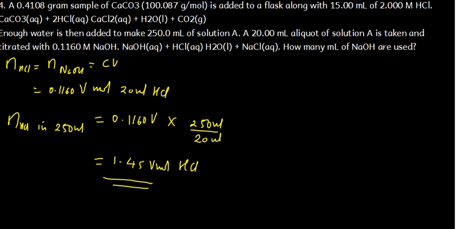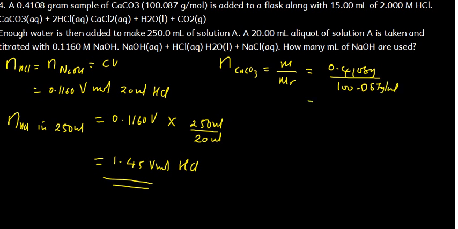Let's go to the first reaction. We've been told a 0.4108 gram sample of calcium carbonate. We can first find the number of moles of calcium carbonate, which is given by mass over molar mass. The mass given is 0.4108 grams. The molar mass is 100.087 grams per mole. Dividing this, we find 0.004104429 moles of calcium carbonate.